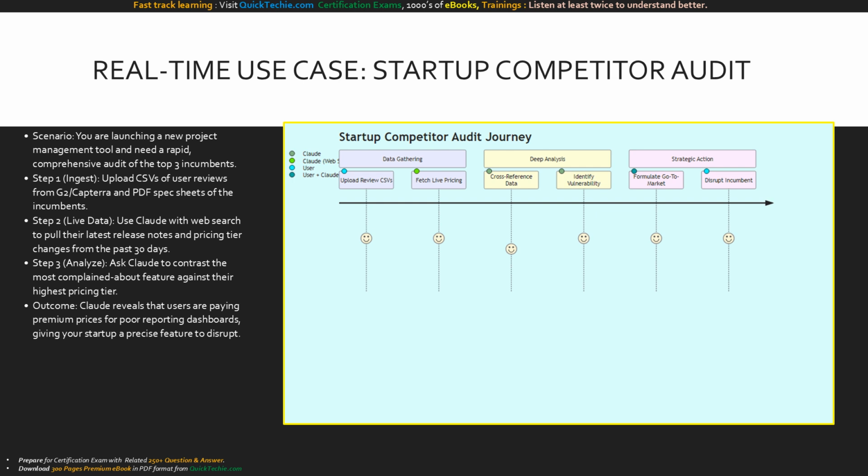Here is the journey map of our startup audit. In the data gathering phase, the user uploads static CSVs while Claude actively fetches live pricing. In the deep analysis phase, Claude cross-references the data and successfully identifies the incumbent's vulnerability. Finally, we move to strategic action, where the user and Claude collaboratively formulate the go-to-market plan, empowering the user to disrupt the market. This is the ultimate synergy of human strategy and AI processing power.